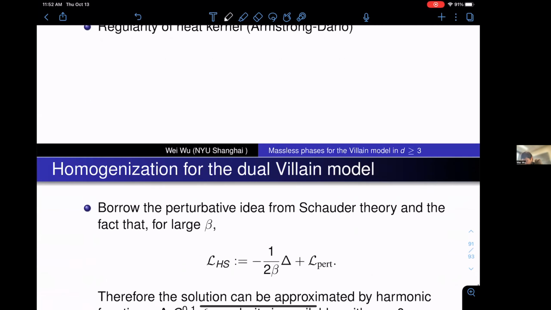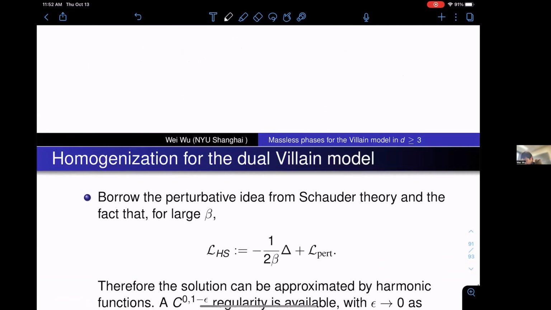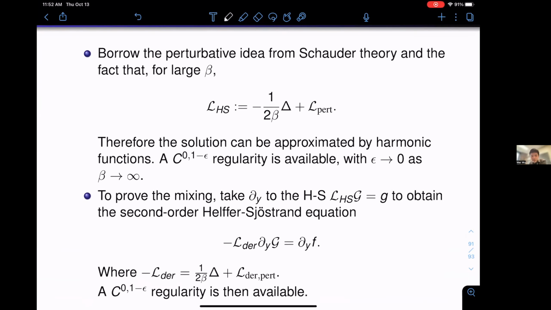Now, what we did in the Villain case is that we see that the operator is becoming complicated, but you can write it as a Laplacian term plus a perturbative term. And as beta goes to infinity, this perturbative term will be even smaller compared to this leading term. So you would expect that on large scales, the solution of your problem can be well approximated by the solution to the problem with just the standard Laplacian, which possesses great regularity properties.